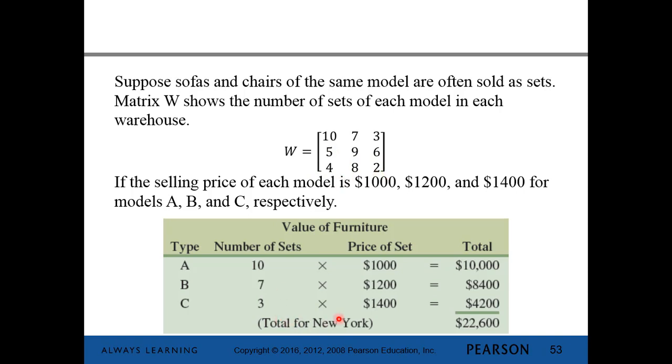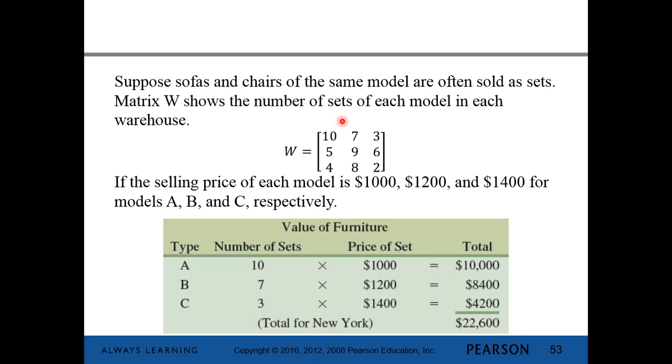This represents Chicago, and this represents San Francisco, and this represents New York. So we can easily see that this is the number of sets in New York of model A. This is the number of sets in Chicago of model A, and this is the number of sets in San Francisco for model A, and so on and so forth. So this represents the number of sets for each model at each location.